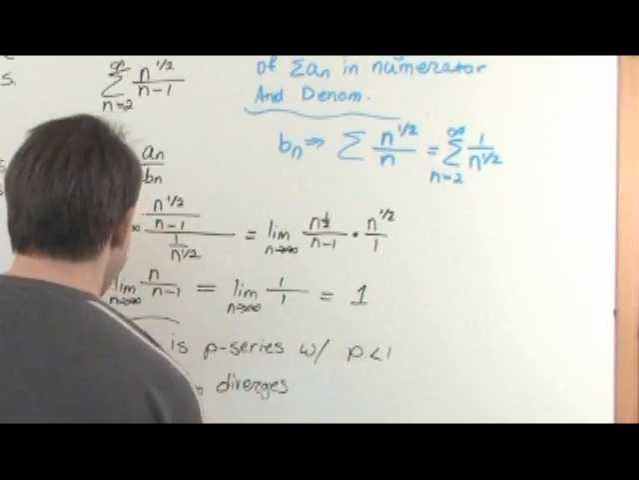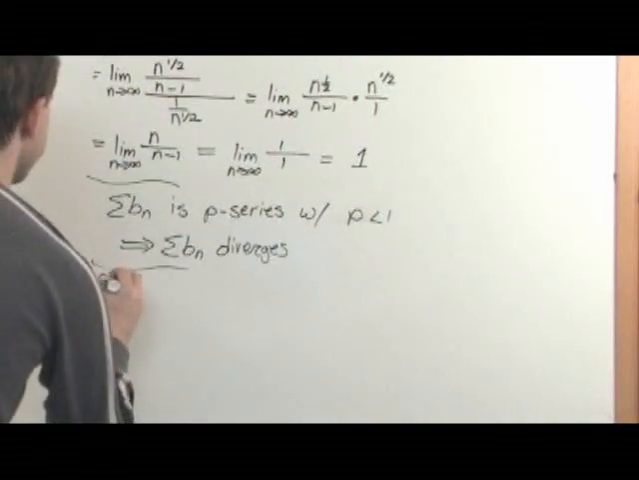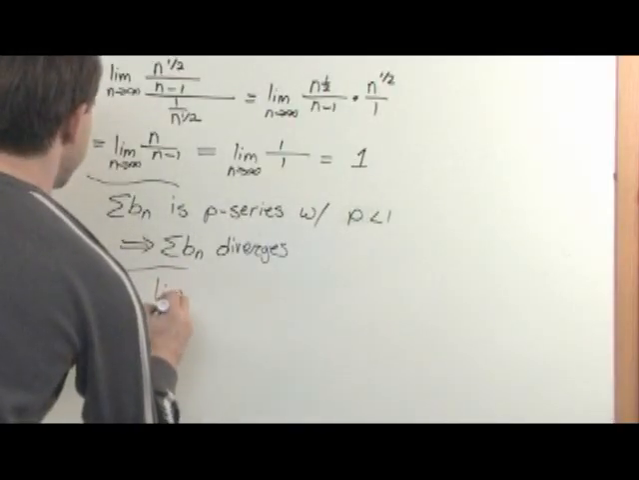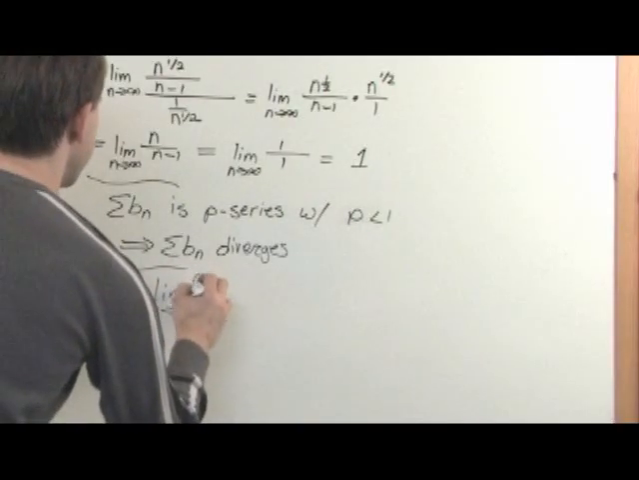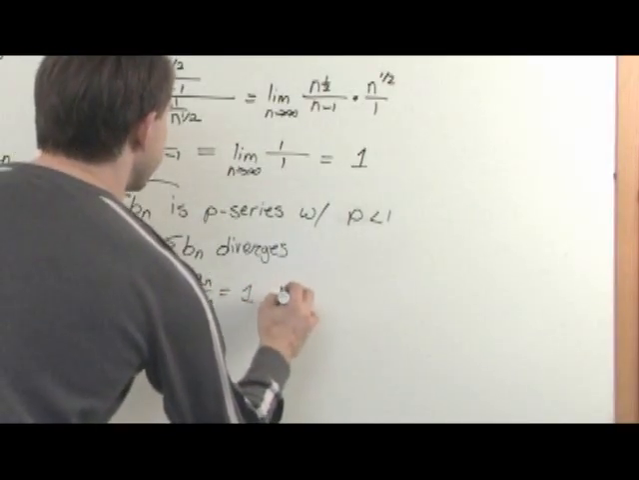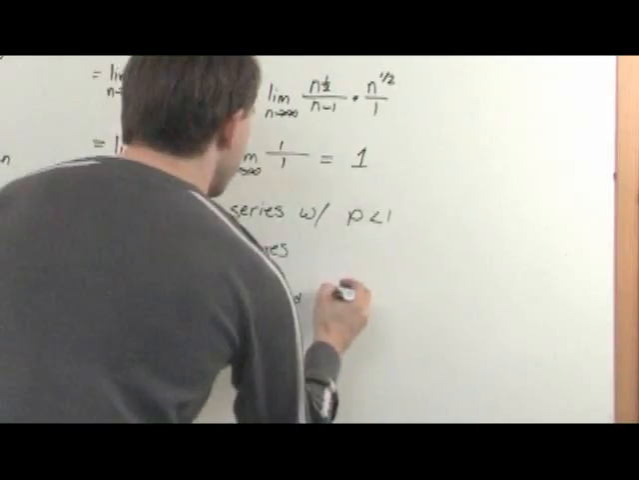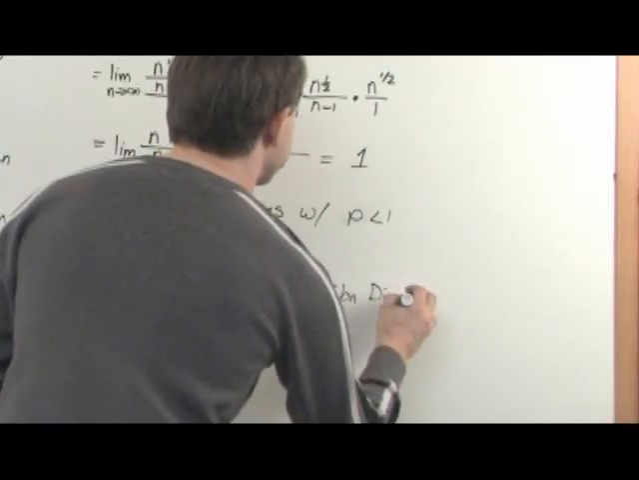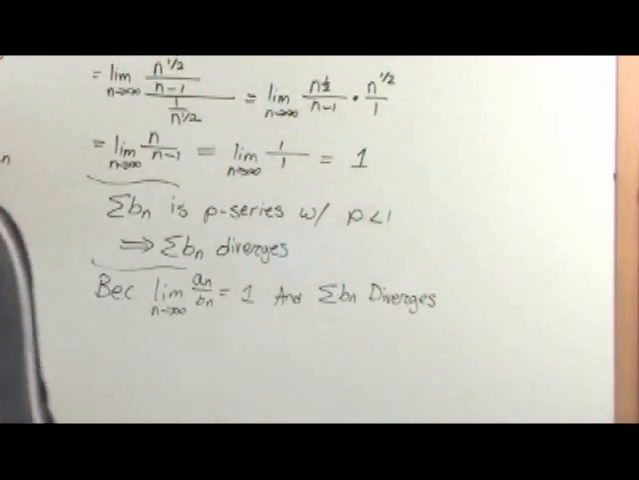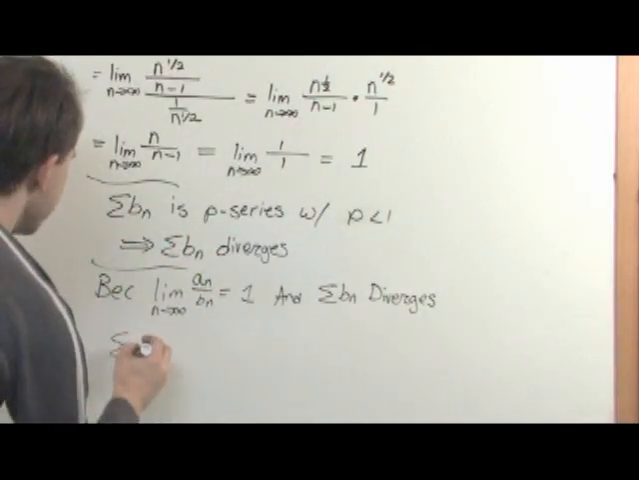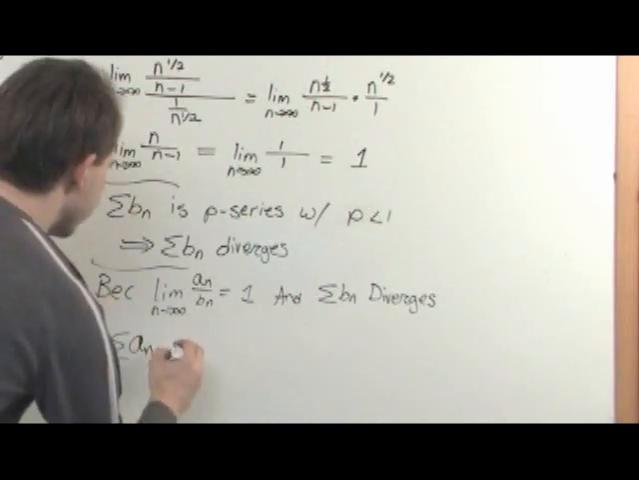Okay? So the way I would write it on my test is exactly this: because the limit as n goes to infinity of a sub n over b sub n was equal to 1, and we found that b sub n diverges. Okay, going back over here, we're in case A. Either both of them converge or both of them diverge, and we found out that b diverges, so that means that a sub n, which is the one that we cared about, also diverges.